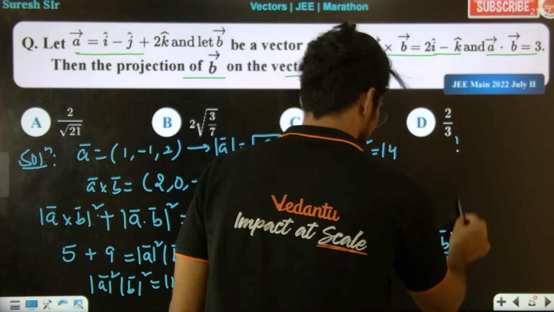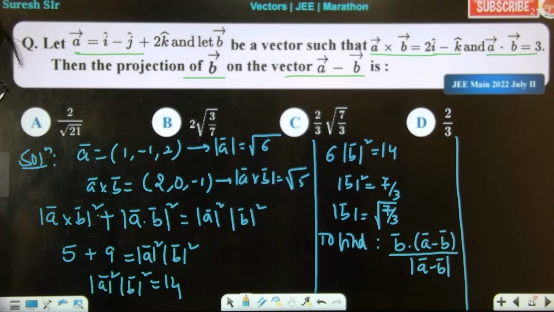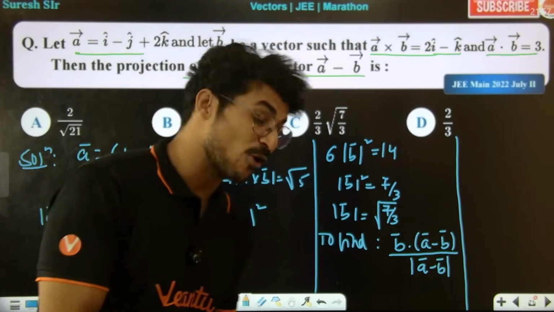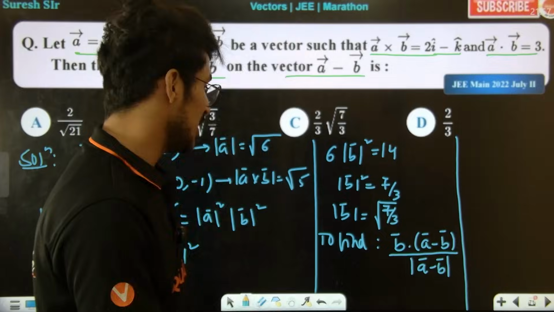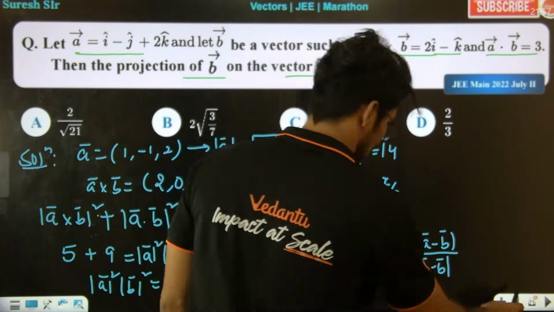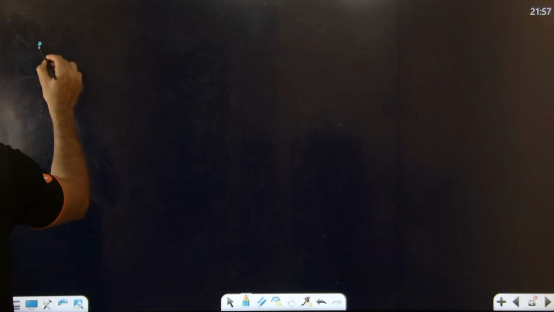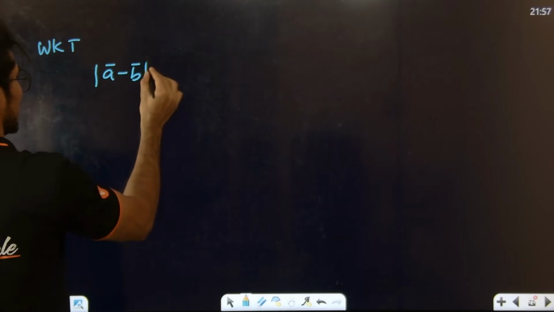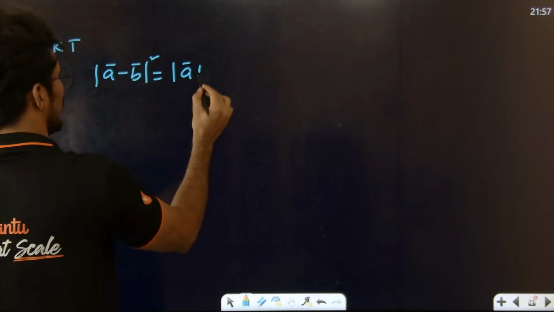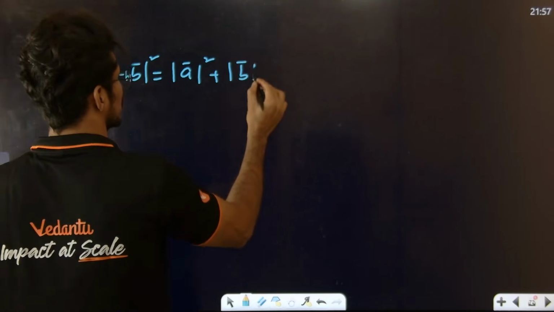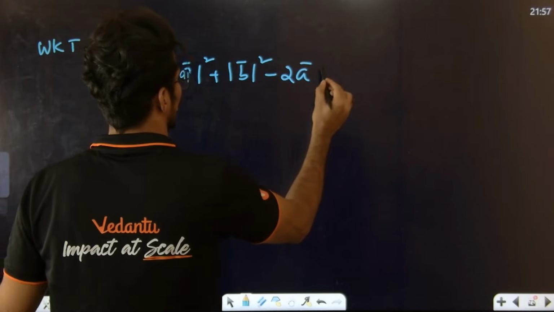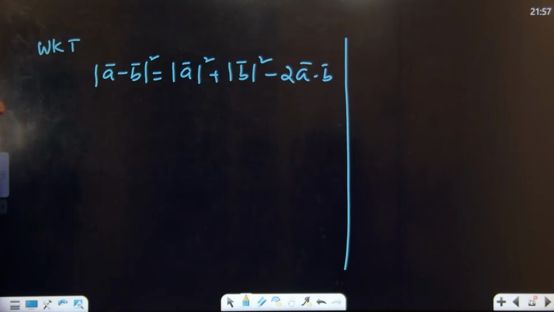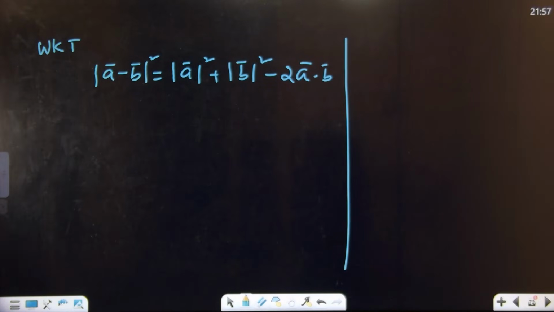Now what is A minus B here? I do not know how to find A minus B directly, so I'll do one thing. Let me go to the next slide. We know that the magnitude of A minus B whole square is equal to the magnitude of A square plus the magnitude of B square minus 2 A dot B. Yes or no? Yes sir.